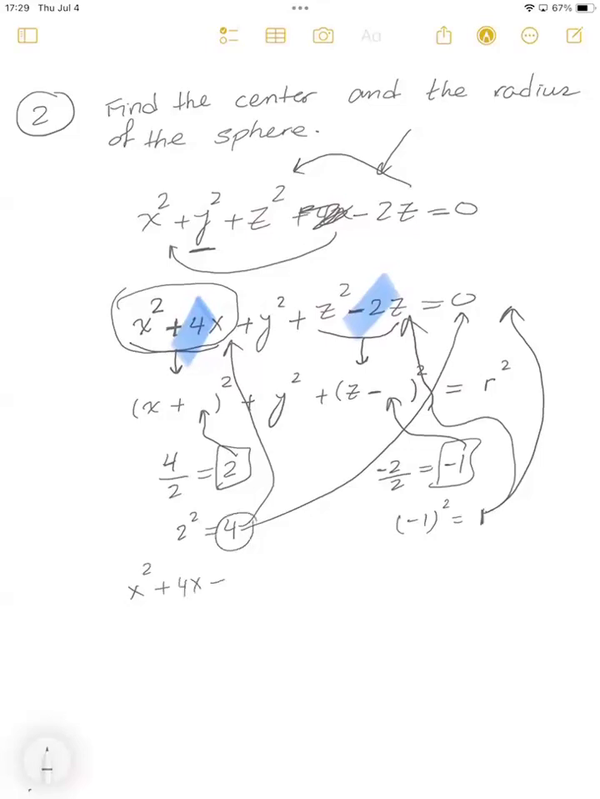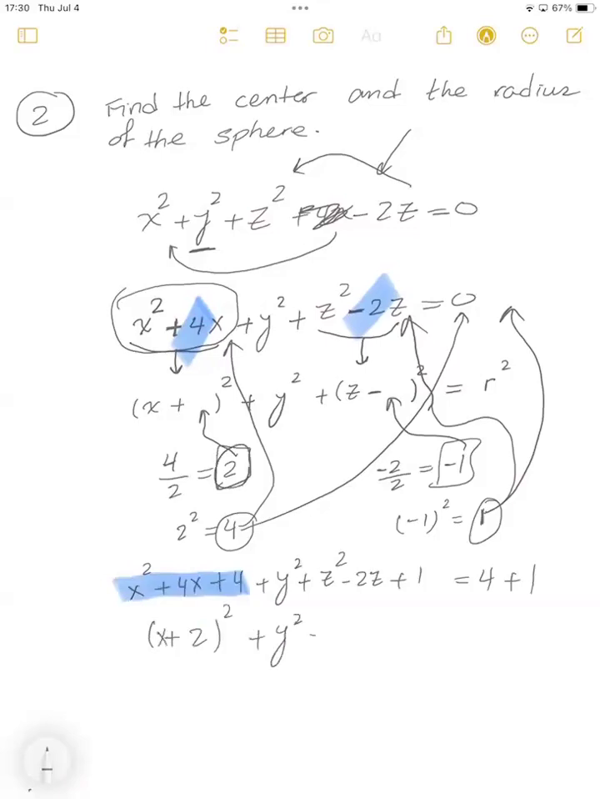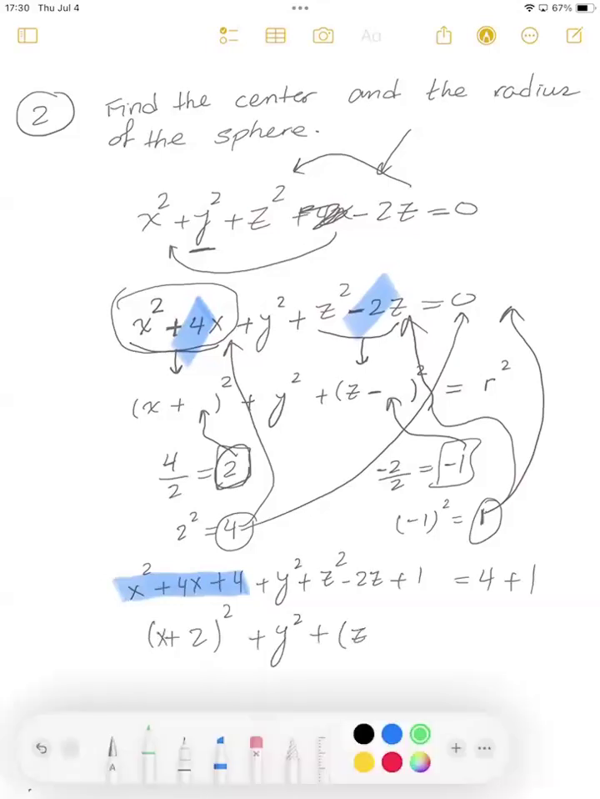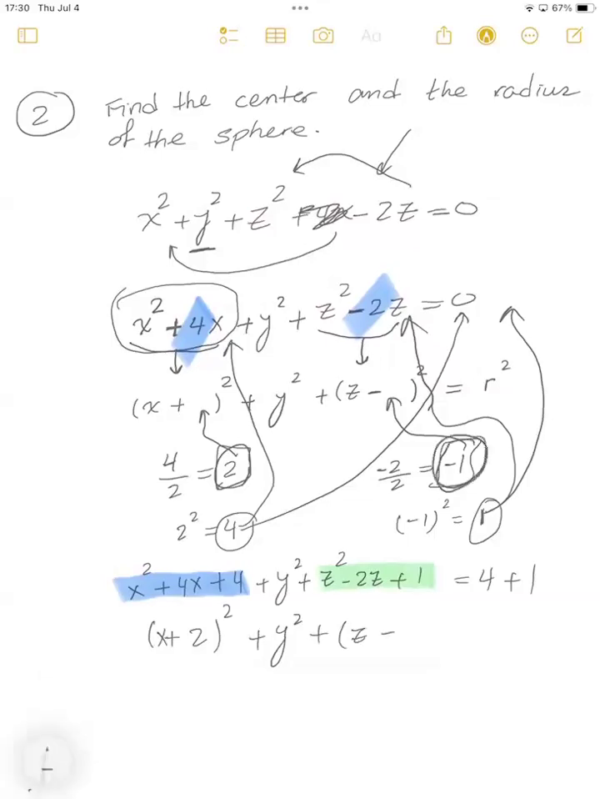I add a 4 on this side, and I add a 4 on this side. Then I have y to the power 2 plus z squared minus 2z. And then I'm just going to add a 1 to this side and to this side. As I said before, these three terms can be written as x plus 2 to the power 2, and these three terms can be written as z minus 1 to the power 2.